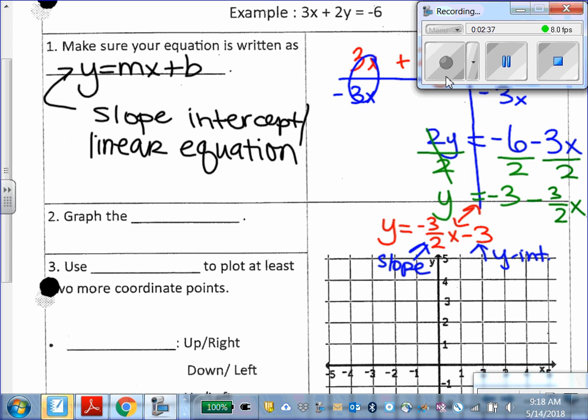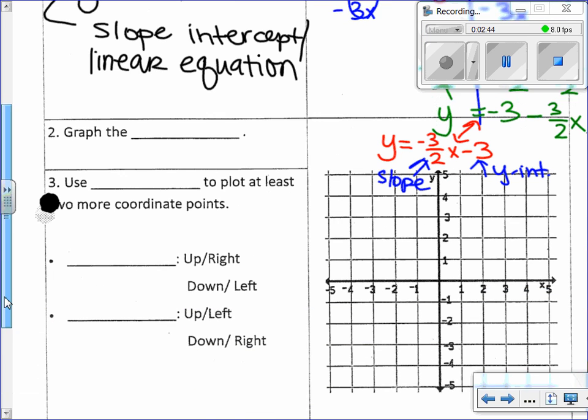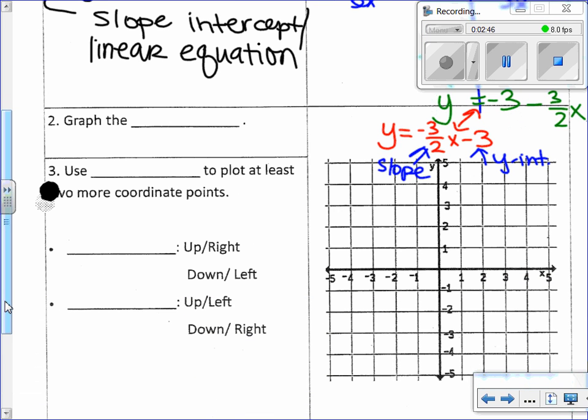Slope is always next to x. Y-intercept's always by itself. All right. First things first, you're going to start with the easy part, graph the y-intercept. So in this situation, the y-intercept is -3, so I'm going to put a dot directly at -3, just like so. That's it. That's the first step. Questions so far?